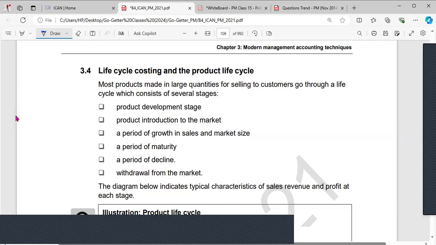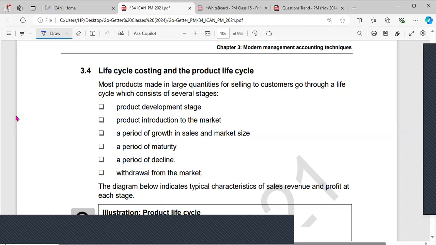The baby has not been introduced to the world. So that is the development stage, where you are trying to decide whether we should produce this product for the market. It is a very crucial stage, because it is at that stage you need to decide, should we go ahead with this product or should we scrap it? Then the product introduction stage, you introduce it into the market. Then a period of growth in sales. That means you increase your revenue in units and you increase your market size.